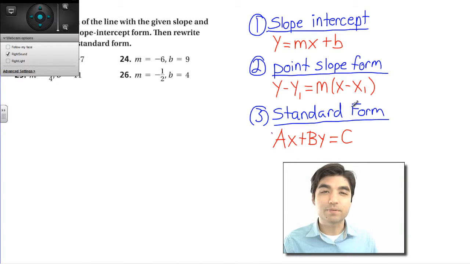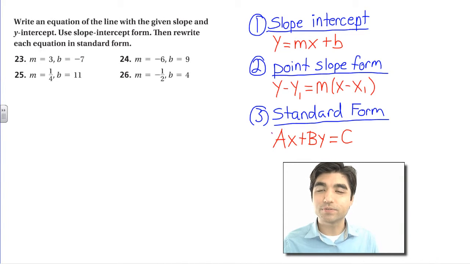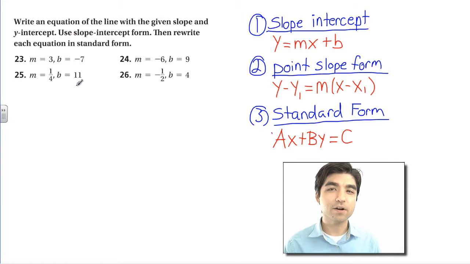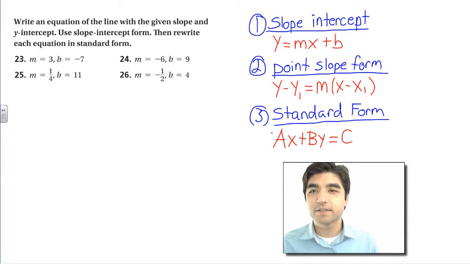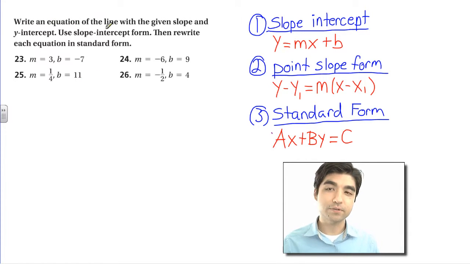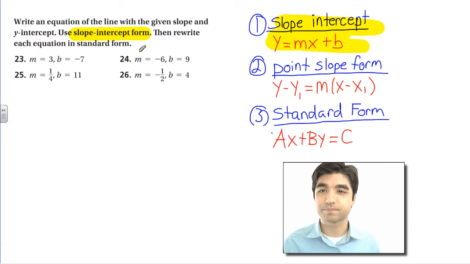Okay, so we are on problems 23 through 26 on the practice chapter 2 test. And these aren't so bad as long as you know what the slope-intercept form is and what the standard form is. So it says to write an equation of a line with a given slope and y-intercept, use slope-intercept form first. So this is slope-intercept form. Then rewrite the equation in standard form.